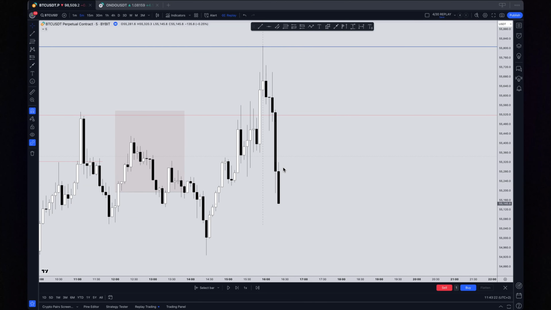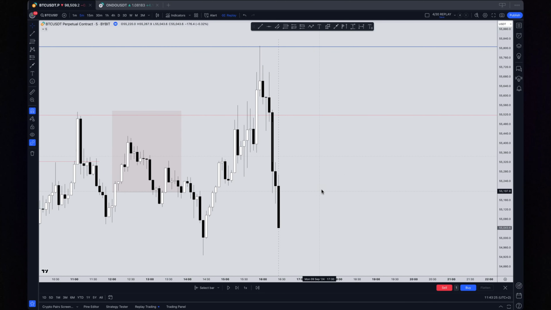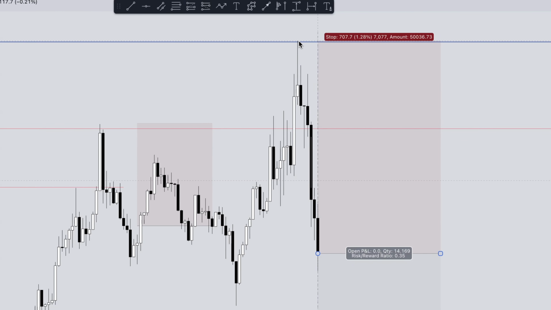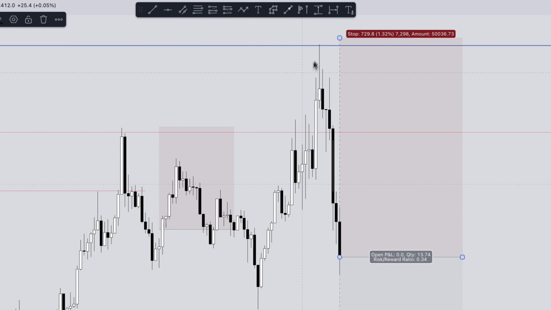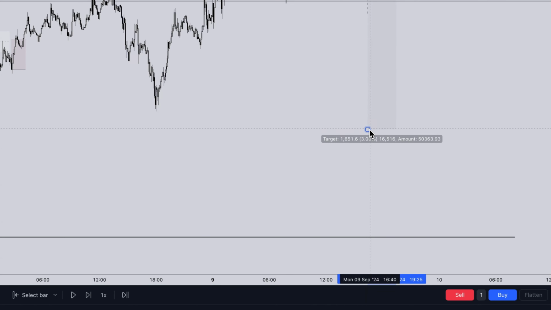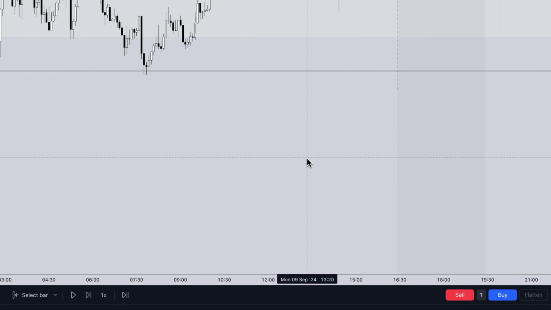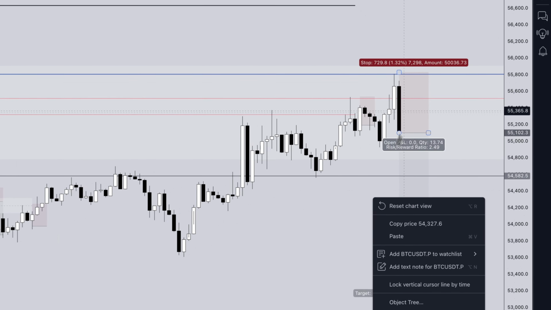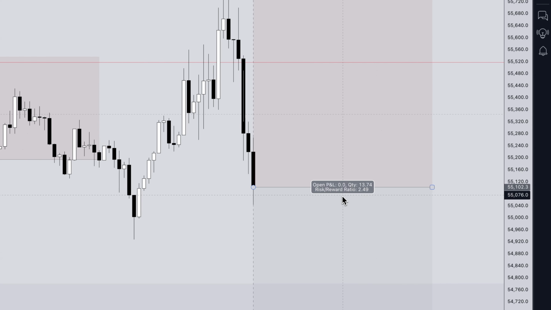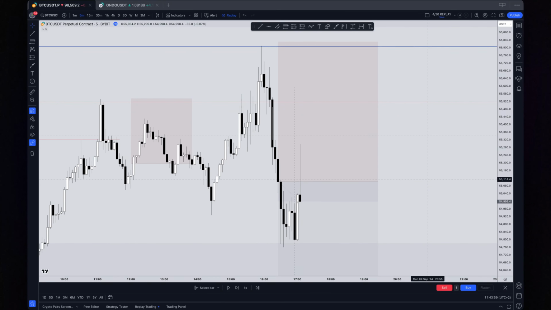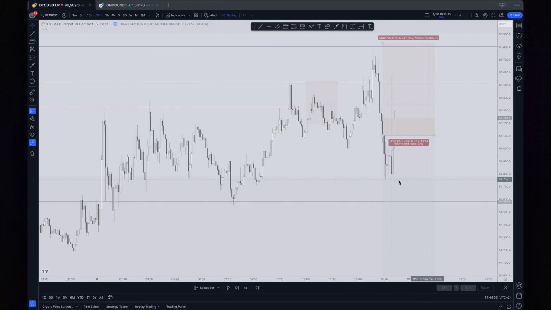I want continuation though. That's my rule, which I'm getting there. Which makes for a very big stop loss. Let's have a look at the 30. Okay, let's just see how price will do. Let's look at it on the 30.